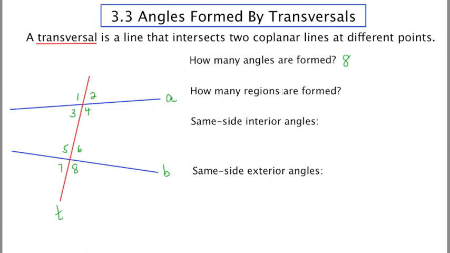The next question asks how many regions are formed. Now what they mean by that is, in drawing the transversal, we create 2 regions, an exterior region and an interior region. Exterior means on the outside. So this is going to be an exterior region. So I'm going to put EXT for exterior. Over here, this is also exterior, meaning on the outside. So this is EXT as well.